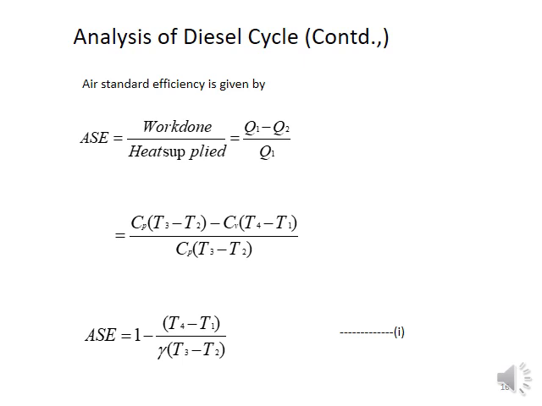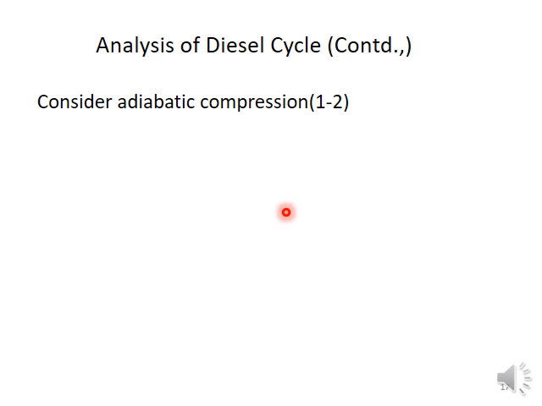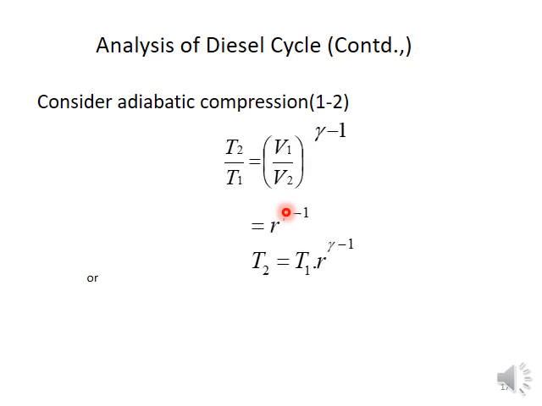And we also know that the adiabatic compression is 1 to 2, and we are all aware of the relation between temperature and volume. So we can write the T2 by T1 in the analysis of the diesel cycle. For solving the problems, you have to understand the 1 to 2 process, the steps involved in the 1 to 2 process, and 2 to 3, 3 to 4 and 4 to 1. First, 1 to 2 is an adiabatic compression. In the adiabatic compression, we know the relation between the temperature and the volume.